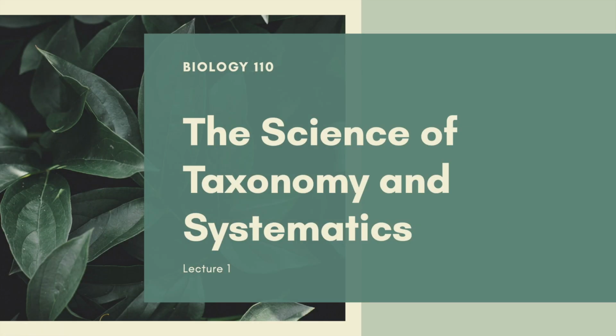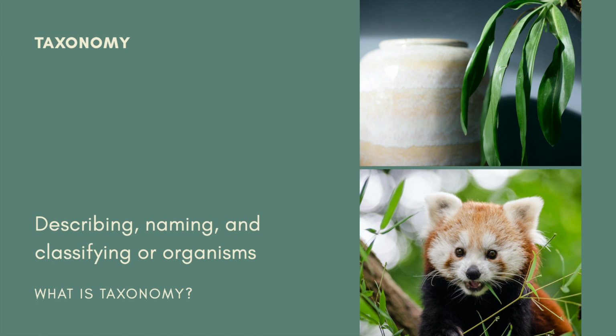So our first lecture is titled The Science of Taxonomy and Systematics. The first thing we need to address is the difference between taxonomy and systematics, because these two are not entirely the same. Some of us might have this preconceived notion that these two are exactly the same, which is totally the opposite. So taxonomy is mainly focused on describing, naming, and classifying organisms. That's the main goal of taxonomy.